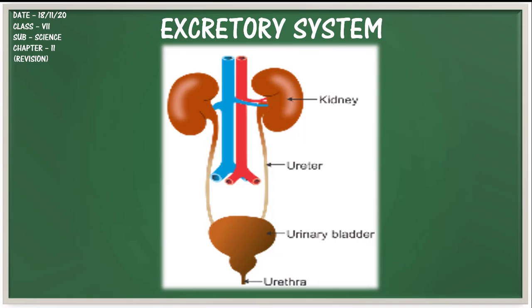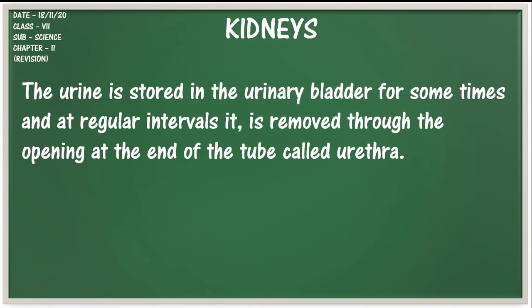The urine is stored in the urinary bladder for some time, and at regular intervals it is removed through the opening at the end of the tube called urethra by the process of ejection of urine.